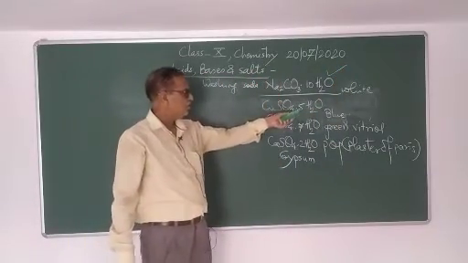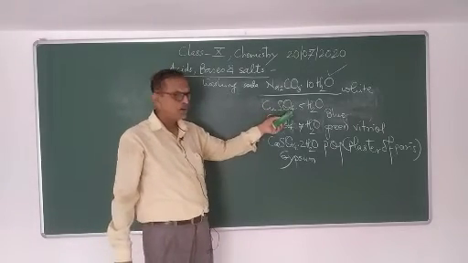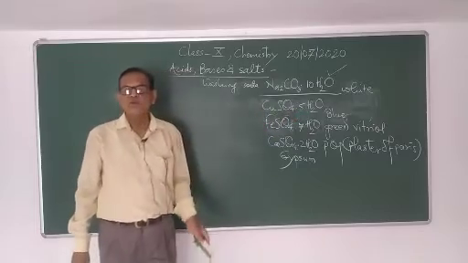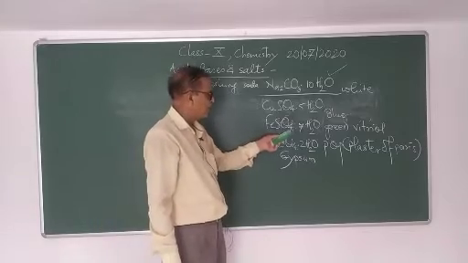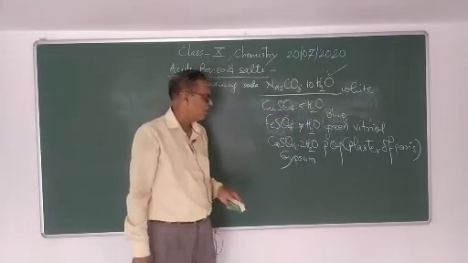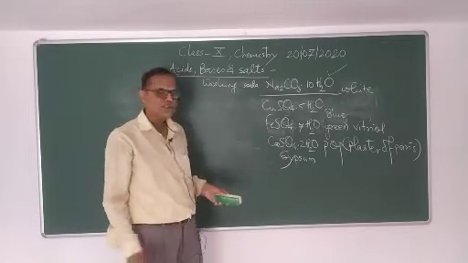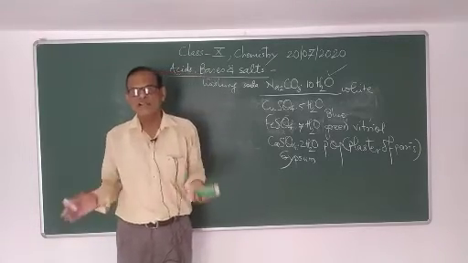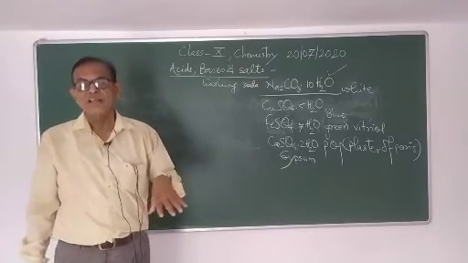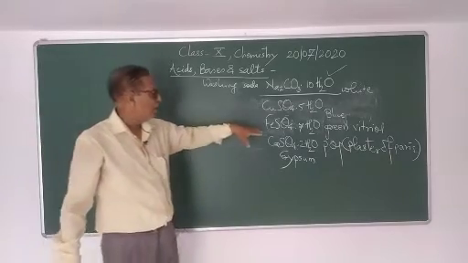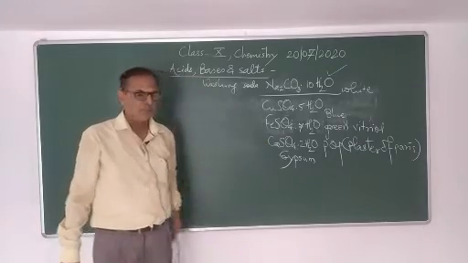Then CuSO4·5H2O. So per formula unit of the copper sulfate, there are 5 molecules of water as a water of crystallization. And then ferrous sulfate, FeSO4·7H2O, the 7 molecules of water as a water of crystallization. And these salts are not wet, they are dry, because these water molecules are present in between the spaces of the molecules of ferrous sulfate, copper sulfate, sodium carbonate, etc.